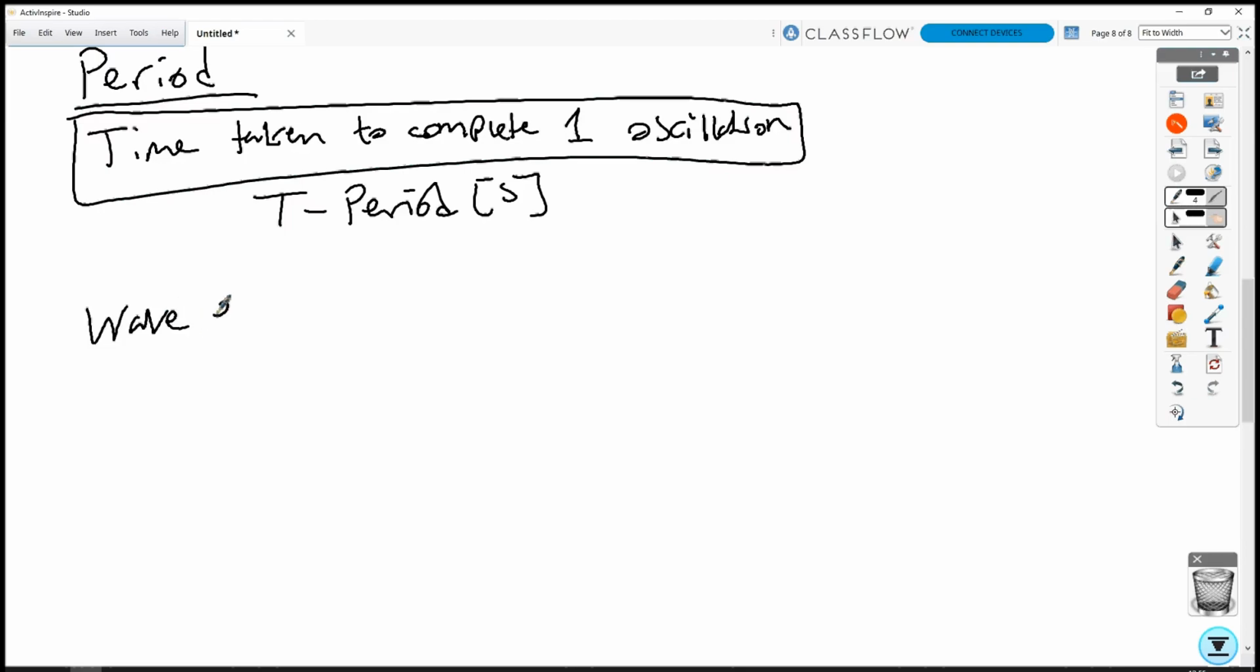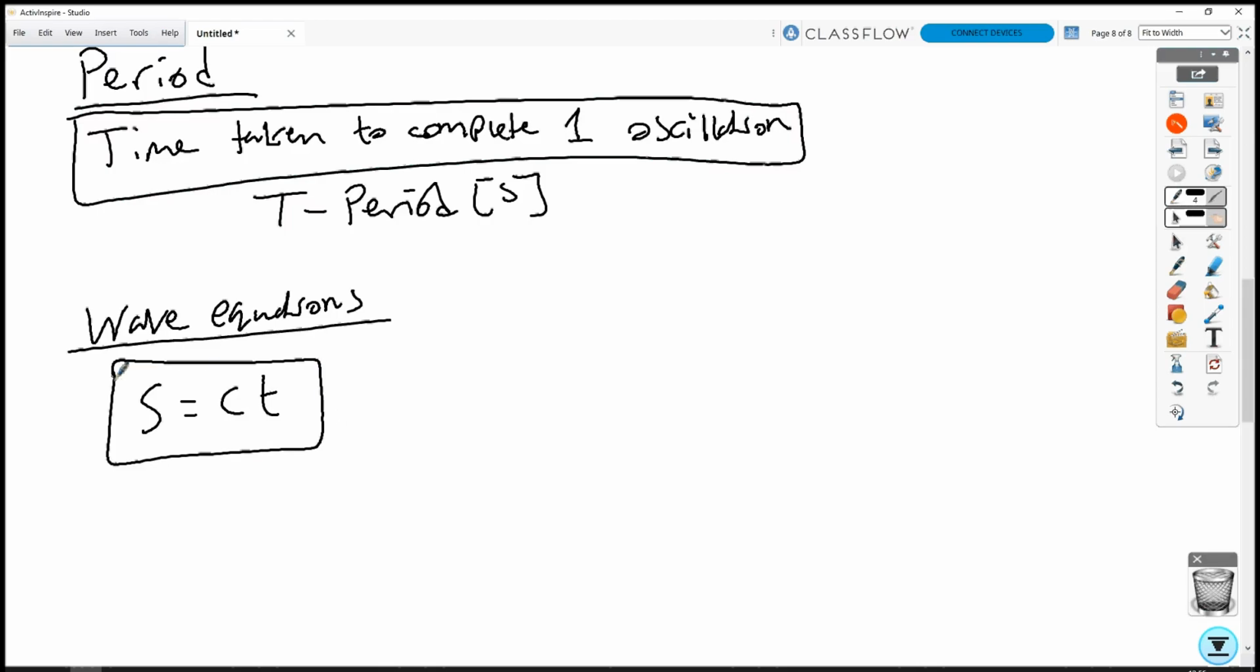And then I've got two wave equations to give you. s equals ct. Now, this is where some of you coming from GCSE are going to have to change some of the things you're used to. s does not stand for speed. s is displacement. c is the speed of a wave. Oftentimes, it's the speed of light.